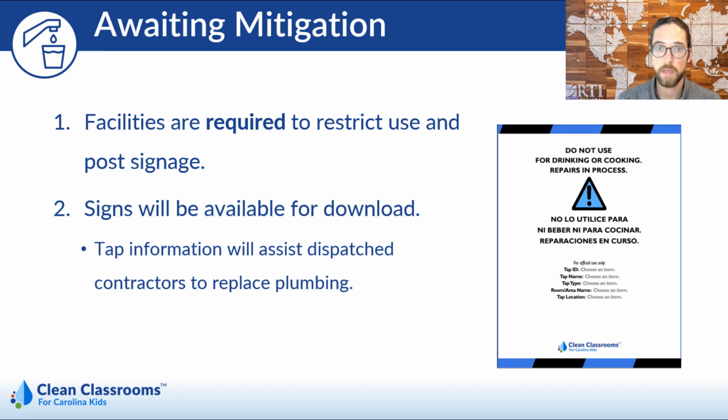To help with this, our program will provide facilities with pre-populated signs that state that a tap should not be used for drinking or cooking and is awaiting mitigation. You can see an example of one of these signs on this slide. Facilities will be provided with a link to download and print signs for each tap with an exceedance. The signs will include the tap ID, the name, the tap type, the room or area name, and the location of the tap within the building. The tap information is included to help facilities designate the right taps and help contractors identify the correct taps during the mitigation process.